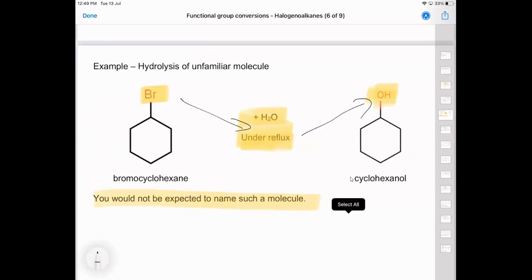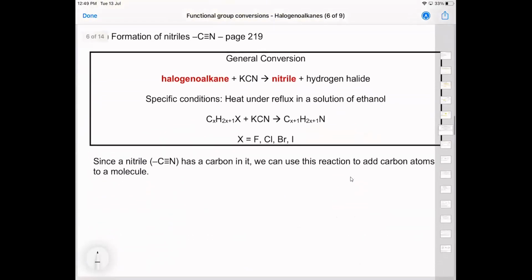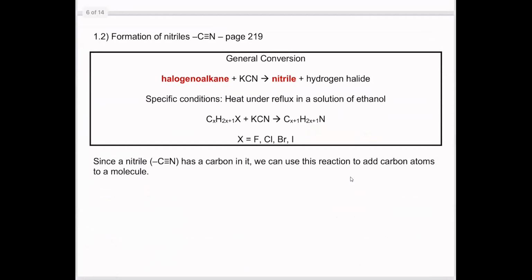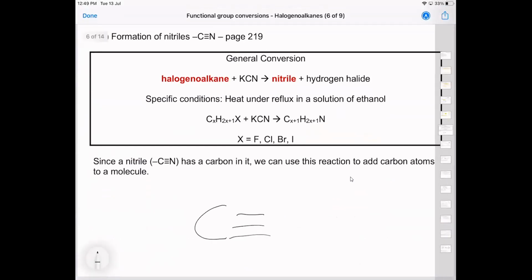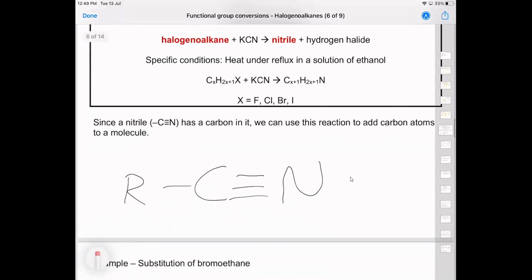So that would be substitution where you get an OH group. Then you can also do substitution to get what's called the nitrile group. It's part of your functional groups. You just need to learn it. It's the C triple bond N, and it's called a nitrile. And this carbon here can't have any hydrogens on it because it has to be connected to something on that side of the molecule. So there's no hydrogens on that carbon over there.